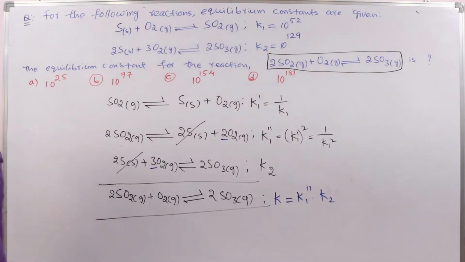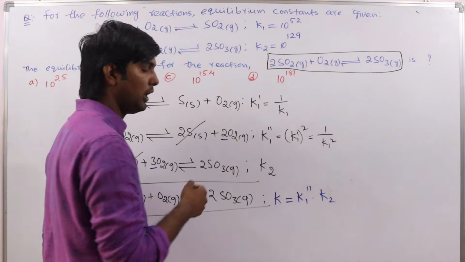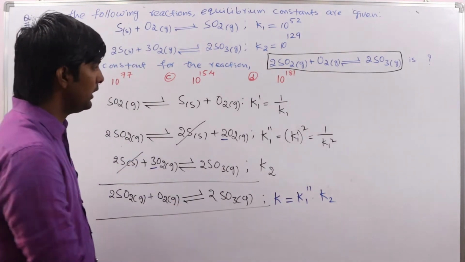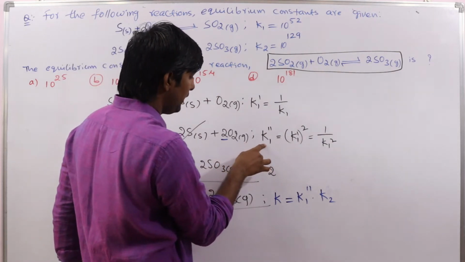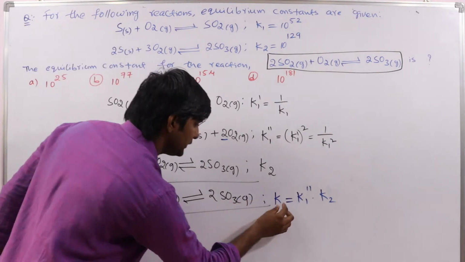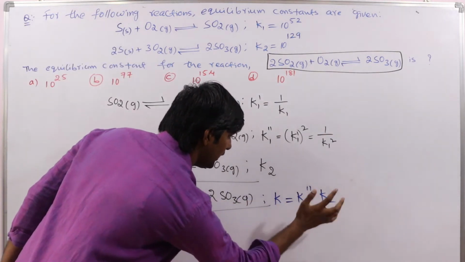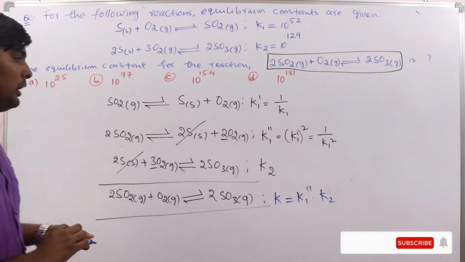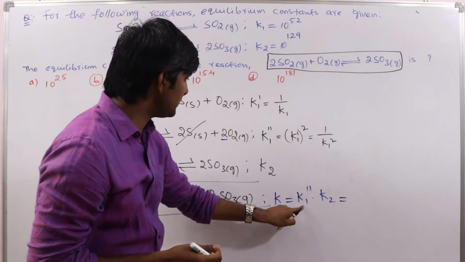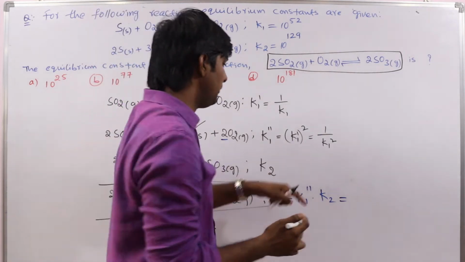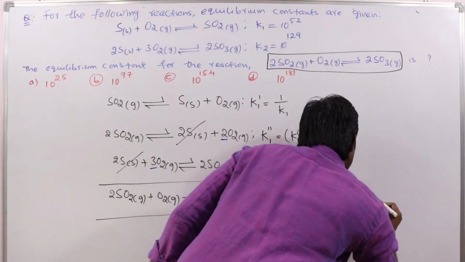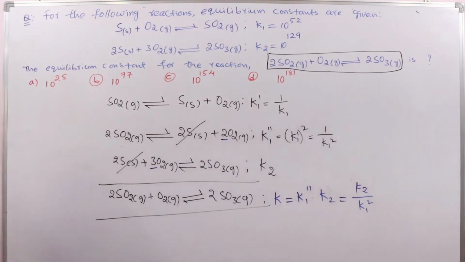When two or more reactions are added, we have to multiply their equilibrium constants. These two reactions are added; the equilibrium constant of one is K1 double dash and the other is K2. So for the final reaction, K is equal to K1 double dash into K2. Substituting K1 double dash, which is 1 by K1 square, we get K2 by K1 square.